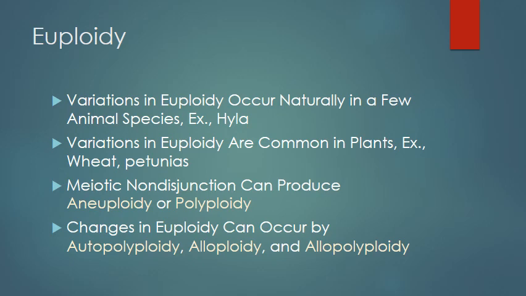So now, how does this aneuploidy and polyploidy happen? Meiotic non-disjunction can produce this. Non-disjunction during meiosis can occur during the anaphase of meiosis 1 or meiosis 2. If it happens during meiosis 1, an entire bivalent migrates to one pole.